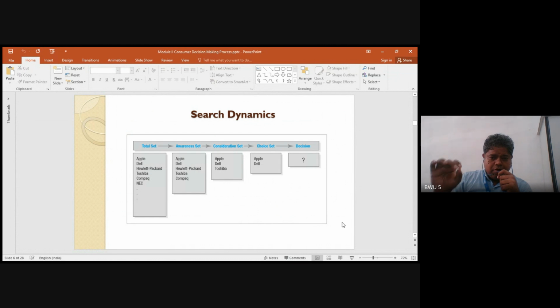Among these awareness sets, we are likely to consider some, maybe 1, 2, or 3, which we like. So we may consider these 2 brands or these 3 brands. Now we may have a preferred choice also, maybe these 2 or these 3. Ultimately, we are likely to select one among them. Ultimately, we select, we make the decision. This is the search dynamics.